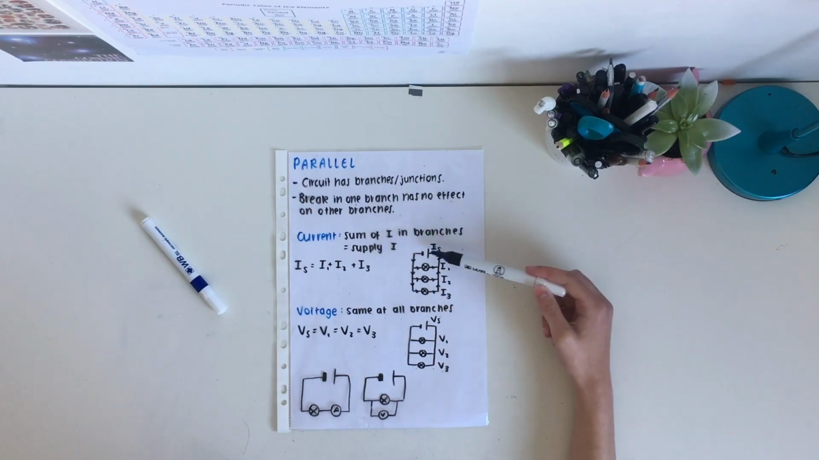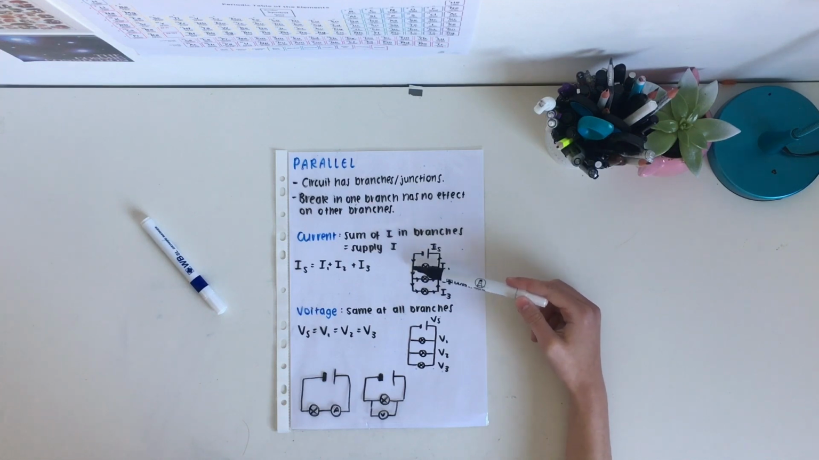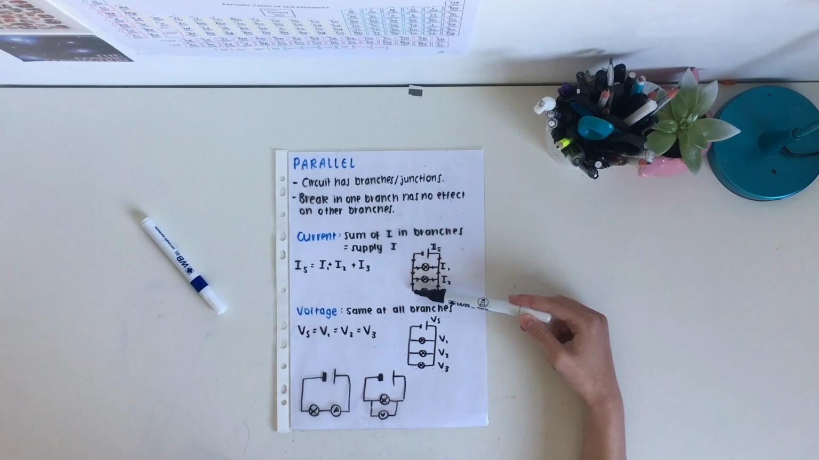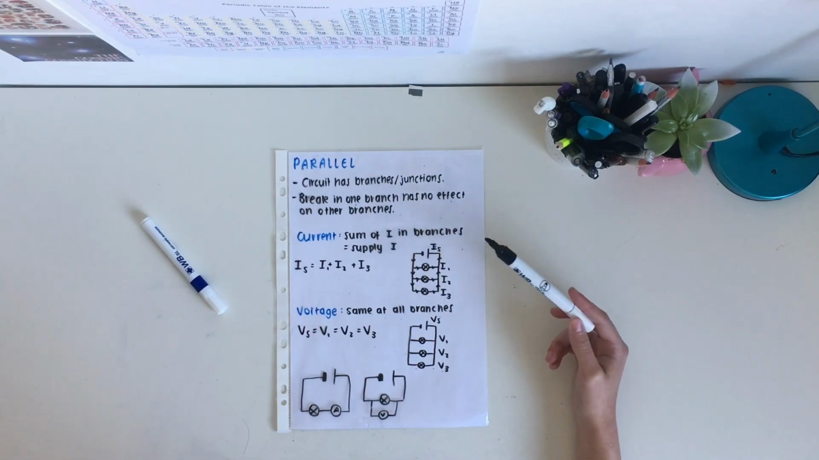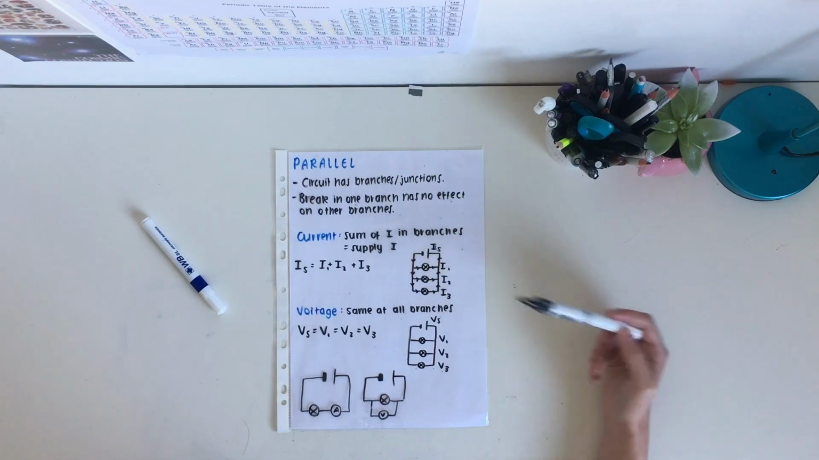We can see that the current flows from the supply and can either go straight down or along this branch. Then it can go down or along this branch and down or along this branch. The current is shared between the branches, depending on the resistance of the components in that branch.